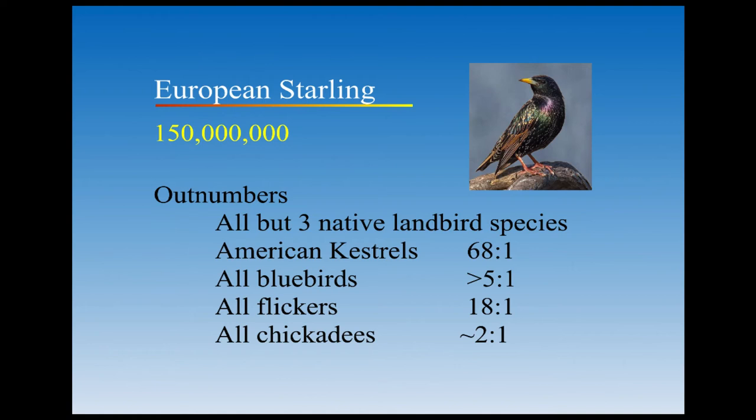Note they outnumber all but three native land bird species: white-throated sparrows, robins, and whatever the other third one was. And the point I'm looking at with these is that these are all cavity nesters that starlings compete with for nest cavities in trees and posts and the sides of old barns and everything else. So they compete with kestrels. They outnumber kestrels 68 to 1.